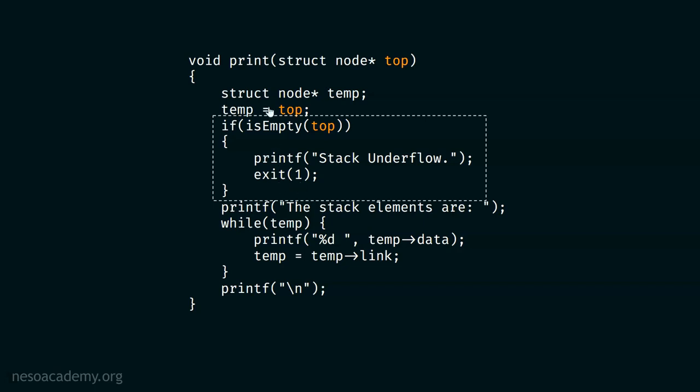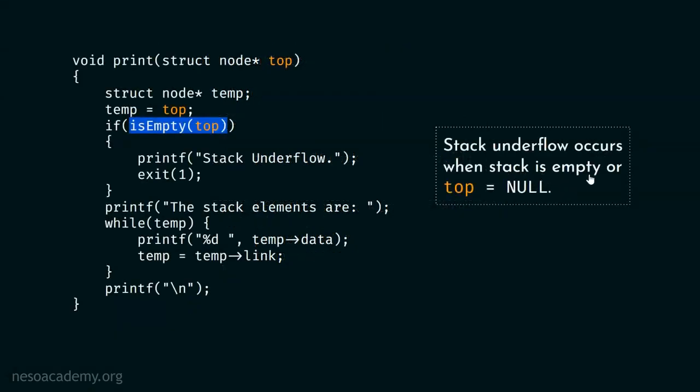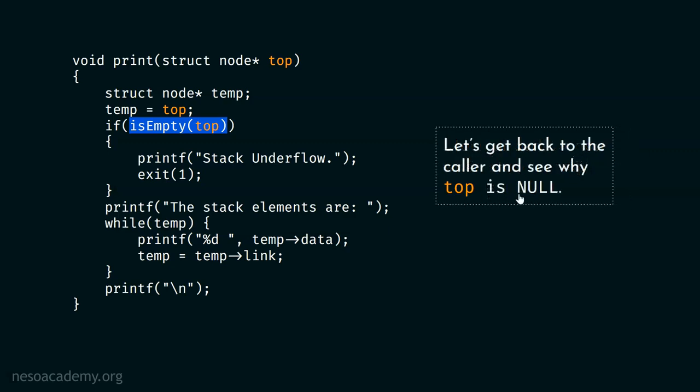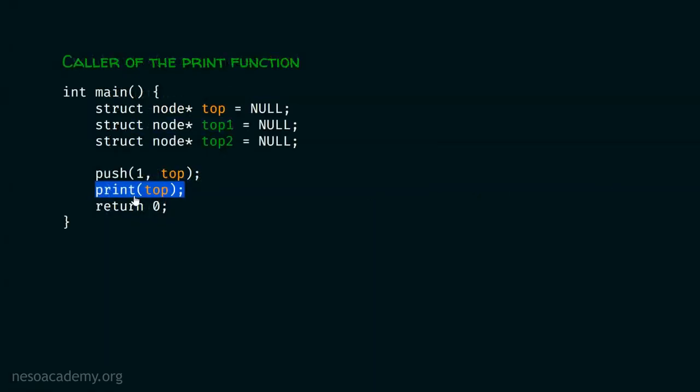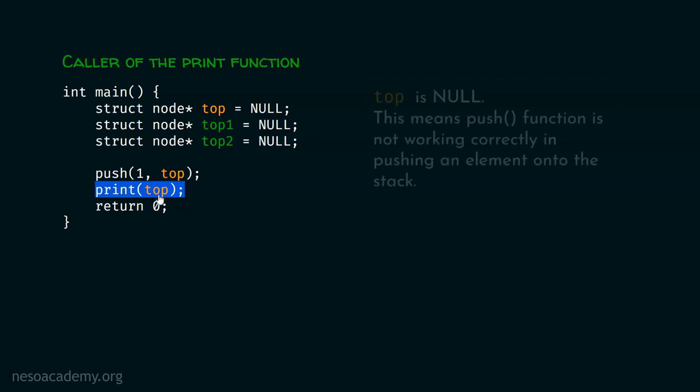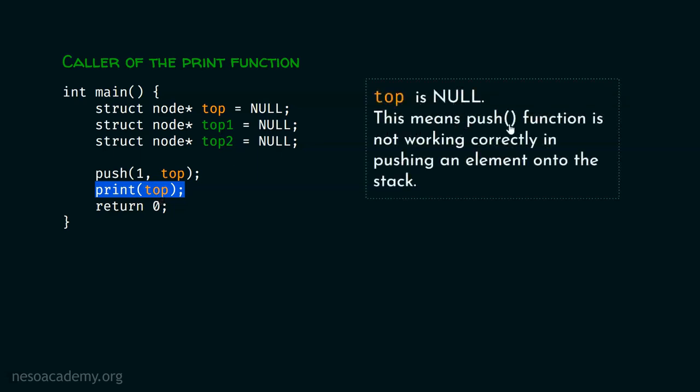There is no doubt that after calling this print function, this piece of code is executed and this condition is actually satisfied, which means that top is equal to null, right? Stack underflow occurs when the stack is empty or top is equal to null. Let's get back to the caller and see why top is null. Now it's time to examine our main function, that means our caller. Why did we get top equal to null? Obviously this print function is receiving null, right? Top is null. This means the push function is not working correctly in pushing an element onto the stack.